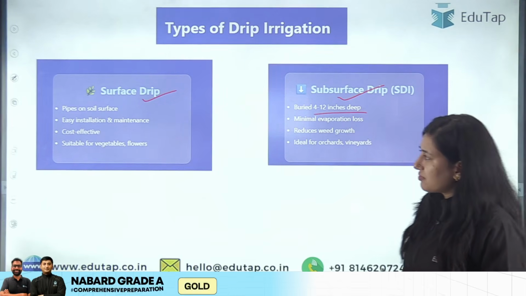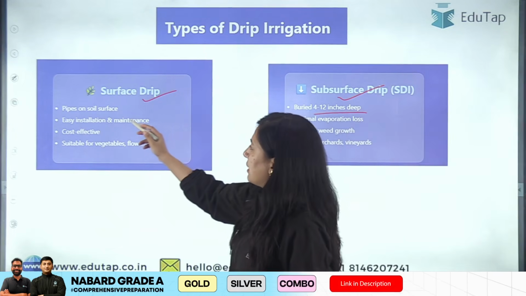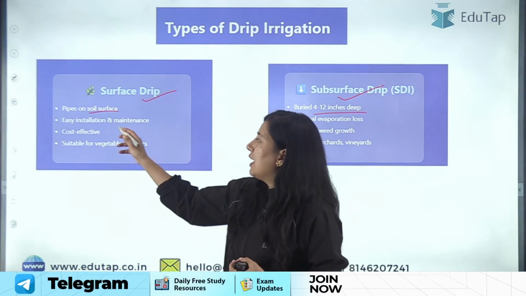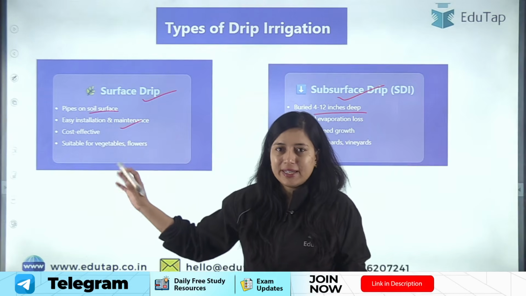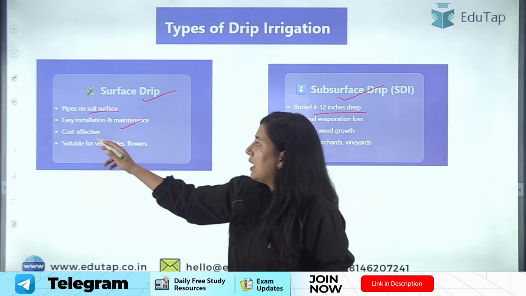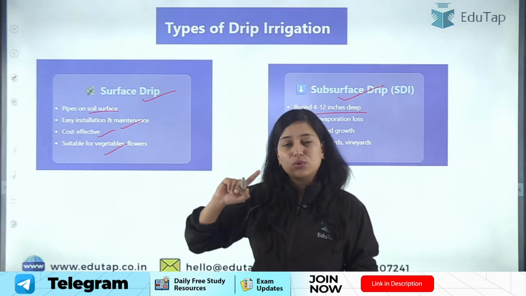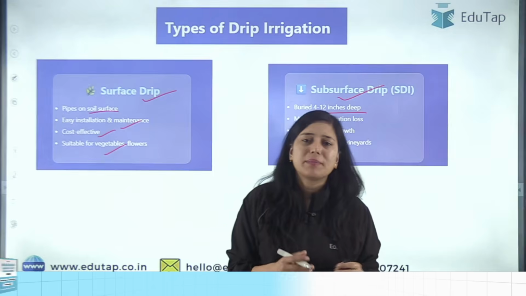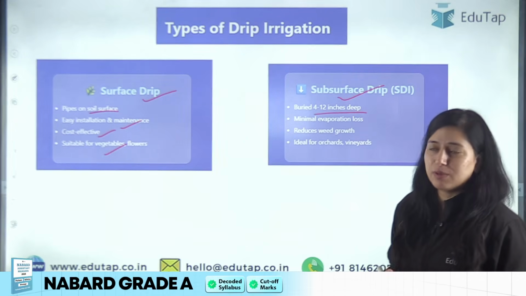So students, if I talk about surface drip irrigation system, here pipes are installed on the soil surface. This is easy to install and maintain because on the surface we can still see things and we can maintain them, right? It is cost effective as compared to the subsurface drip irrigation system, and it is suitable for multiple crops like vegetable, flowers, etc.